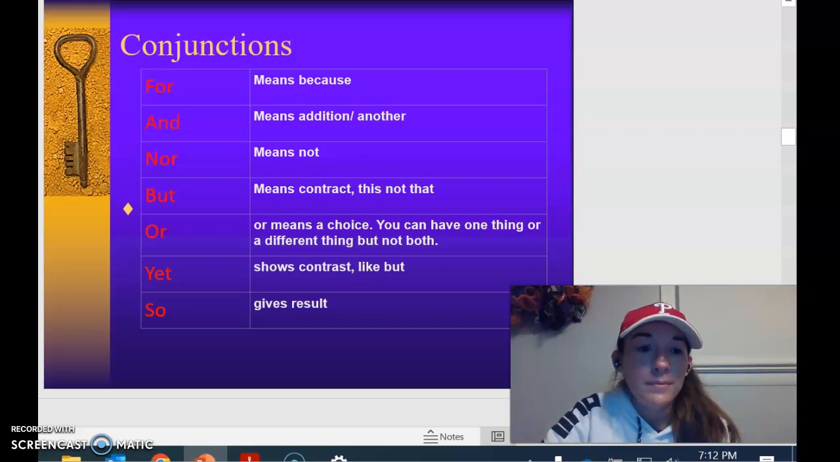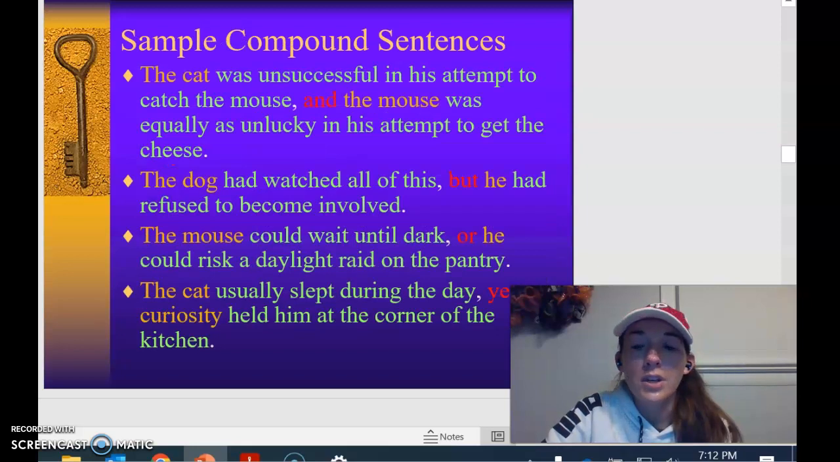Alrighty. So we're going to be looking at our examples. Once again, orange is the subject, green is the predicate, red is conjunction. So the cat was unsuccessful in his attempt to catch the mouse. That is a subject and a predicate together, making it an independent clause, and then we're going to bind it with the word and, which is in red, which is our conjunction.